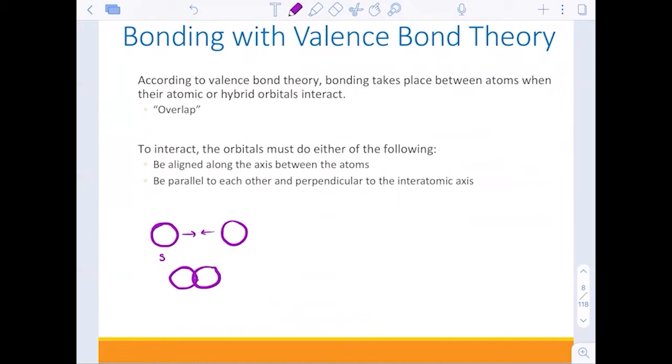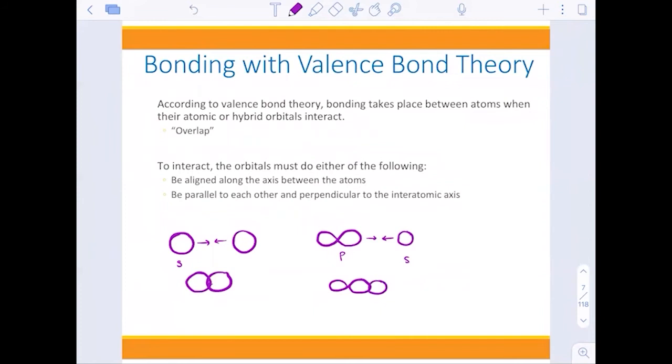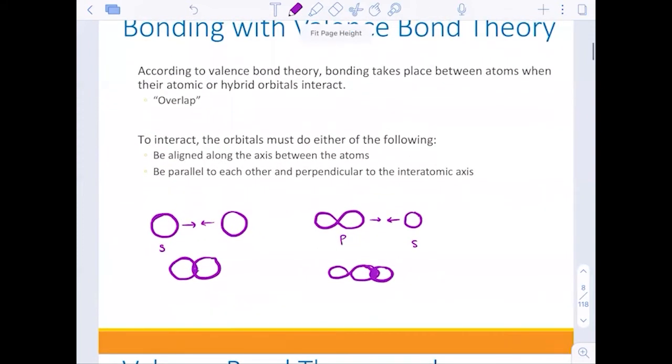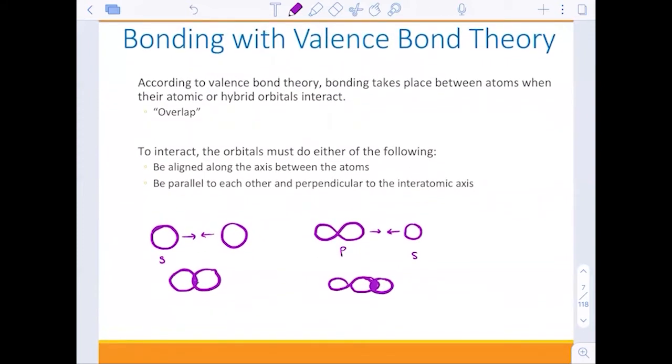Now, another type of orbital overlap that we could see was with the p orbital and an s orbital. This is not hybrid yet. This is just overlapping of plain old atomic orbitals. We'll overlap that a little bit more, being aligned along an axis. These would be aligned along an axis, this type of direct overlap.